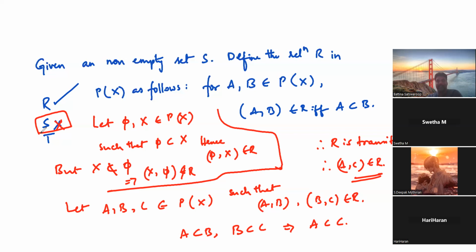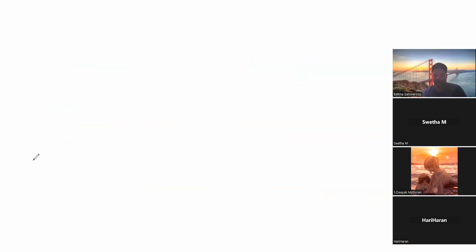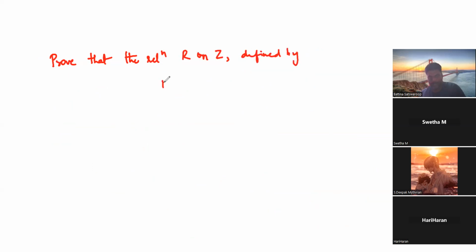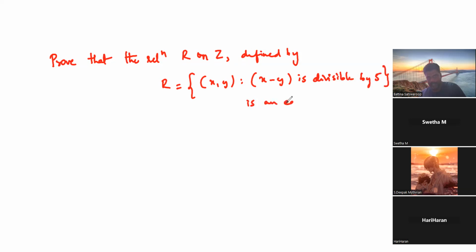Let us put the next question. One more question. Prove that, let me finish this one, and the inverse we will see later. Prove that the relation R on Z defined by R equals {(x, y) such that x minus y is divisible by 5} is an equivalence relation, and they asked to show it.